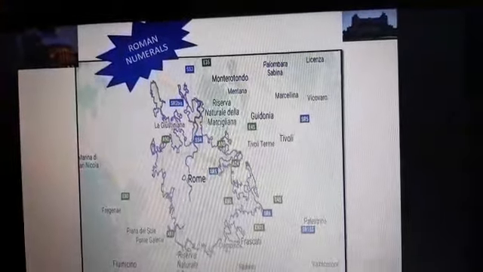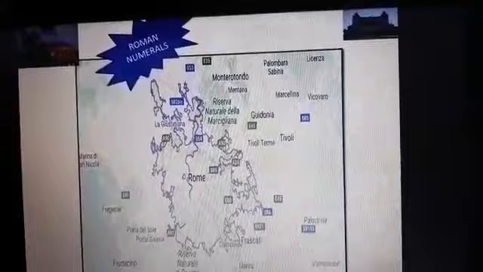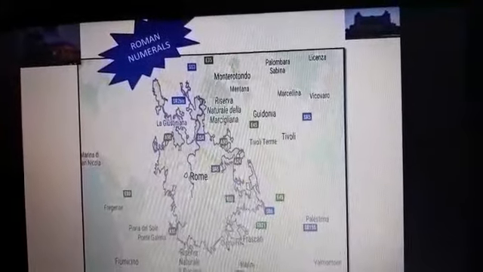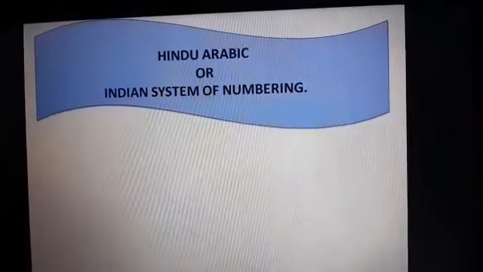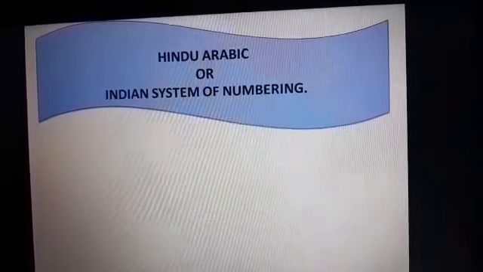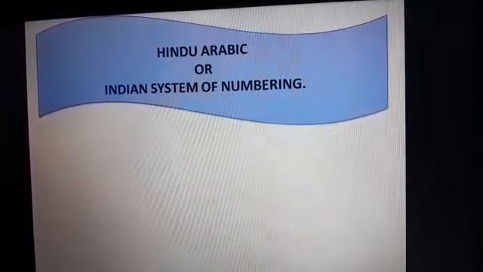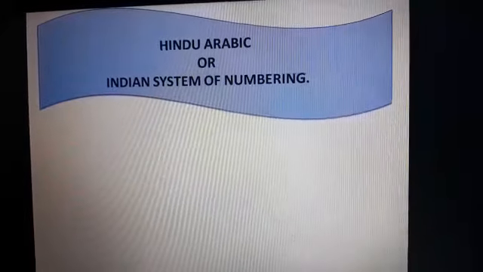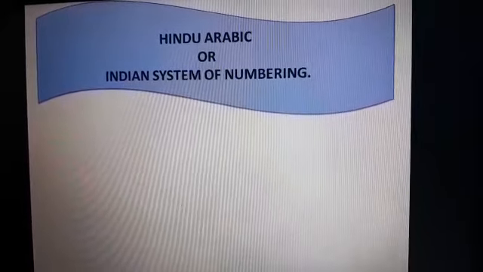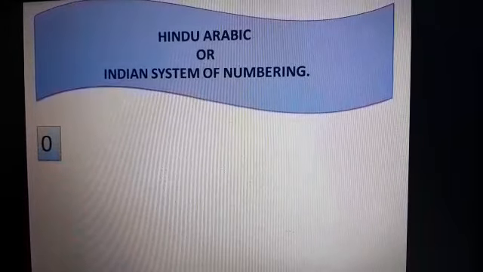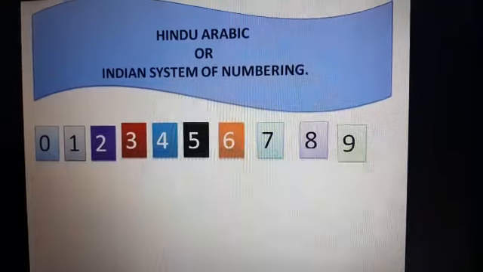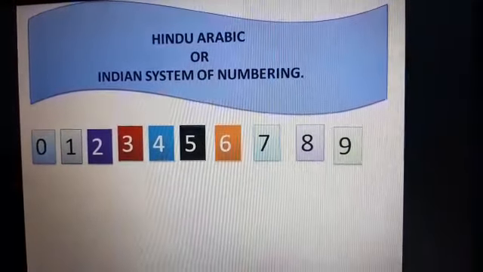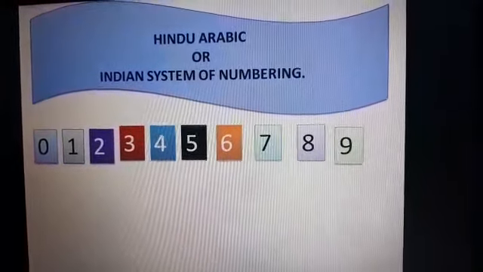Do you know, children? Rome is the capital of Italy. Do you know which number system we people use? We use the Hindu Arabic or Indian system of numbering. Do you know how many digits we have in the Hindu Arabic system? We have a total of 10 digits, starting from 0 to 9. Using these digits, we create our numbers.